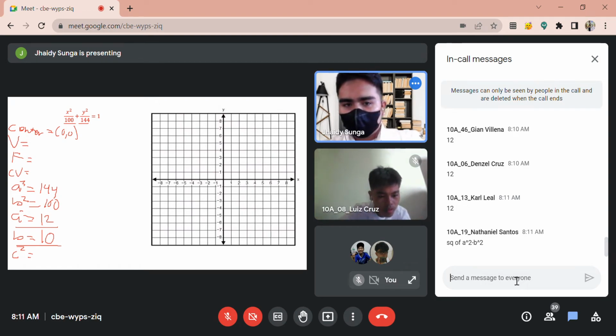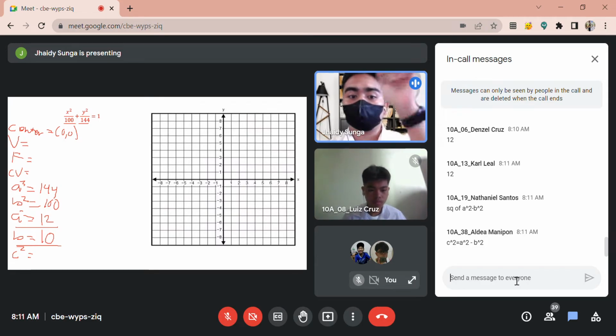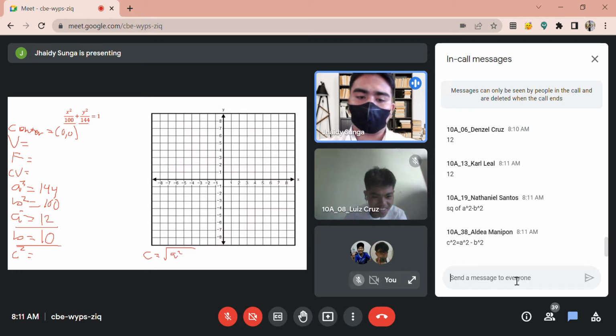The formula is C squared is equal to A squared minus B squared. Correct. Square root? No. Please be careful. We are going to input the square root once it is only C. If it's C, that's the time that we have the square root. But if you have the square, the formula is C squared. Please take note of this one. C squared is equal to A squared minus B squared.